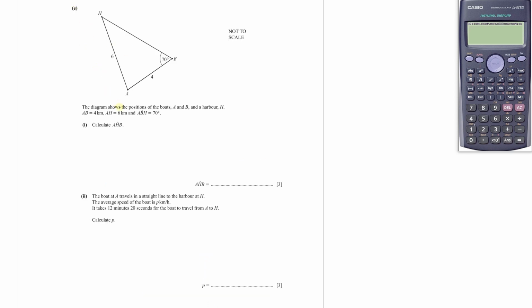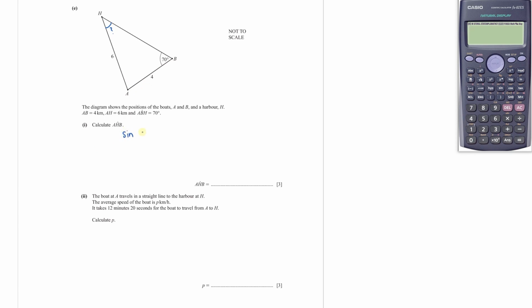The next part is the diagram shows the position of boats A and B and this harbor H. AB is 4 kilometers, AH is 6 kilometers, and this angle is 70 degrees. Part 1 is calculate the angle AHB. So this is the angle that you need to calculate. So if you look at this triangle AHB, you know this angle and the opposite side. You need to calculate this angle, but the opposite side of this is known. So we can use the sine rule here.